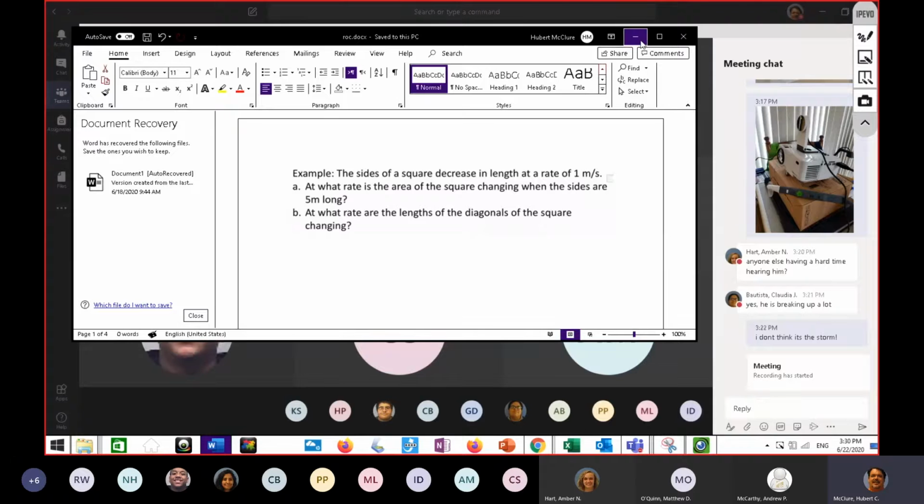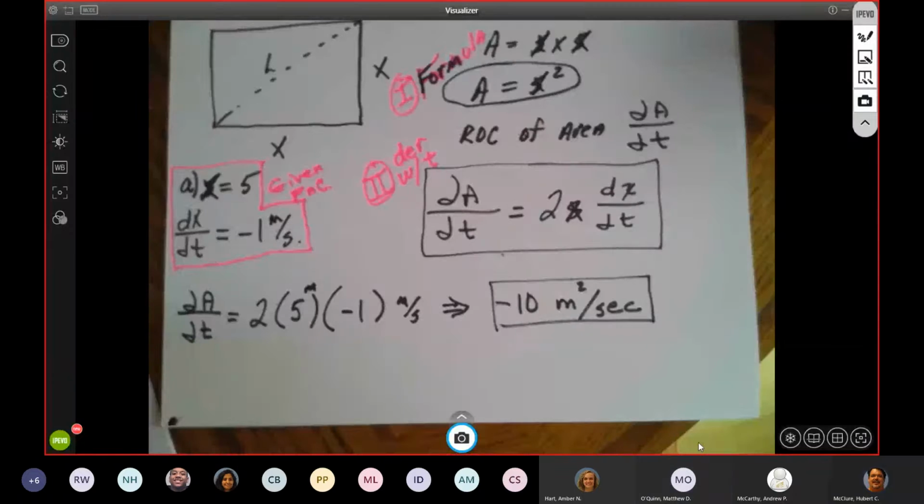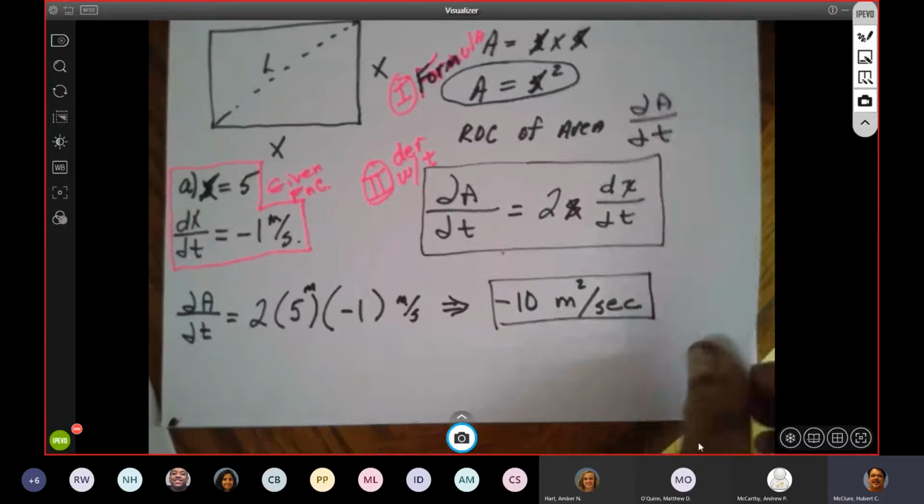At what rate are the lengths of the diagonals of the square changing? Well, we all know what the Pythagorean Theorem is. So I'm going to go to the next page. Oh no, what's the Pythagorean Theorem? Nobody knows it. You're supposed to forget everything right before calculus.